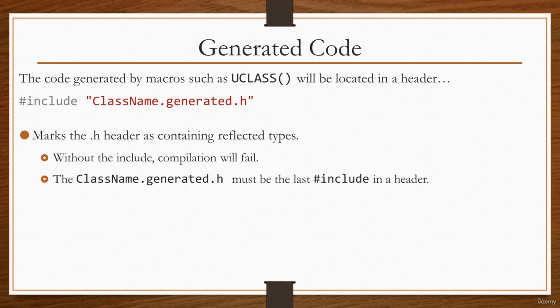Now where will that code be located? Well, it's going to be located in the .generated.h file. That is the specific class name such as MyDummyActor or something like that, .generated.h. Okay, so the code generated by macros such as UCLASS, for example, will be located in that file, and it marks the header as containing reflected types, and without the include, the compilation will fail. The .generated.h include must also be the last include in the header, otherwise you'll also get an error.